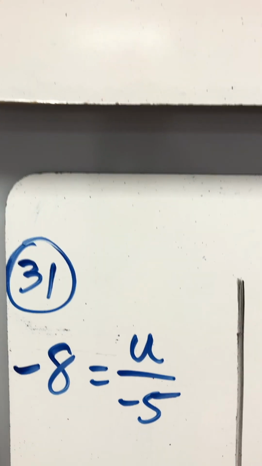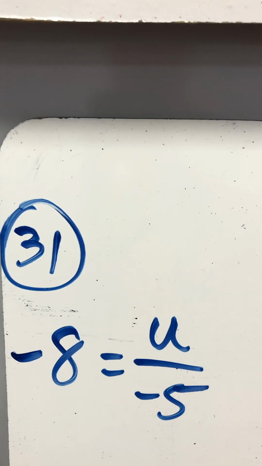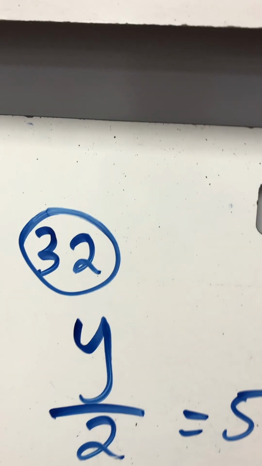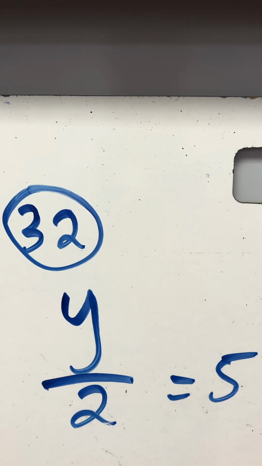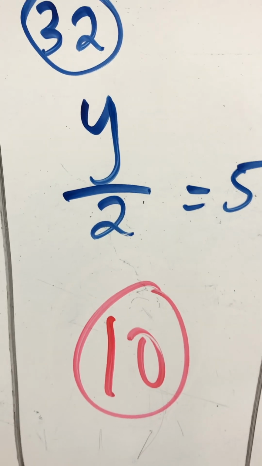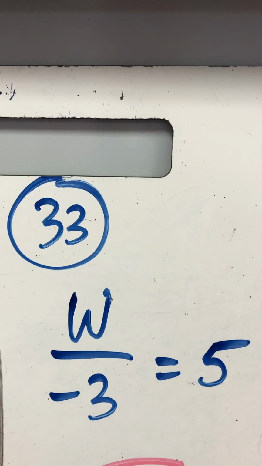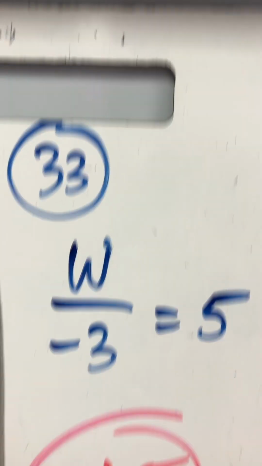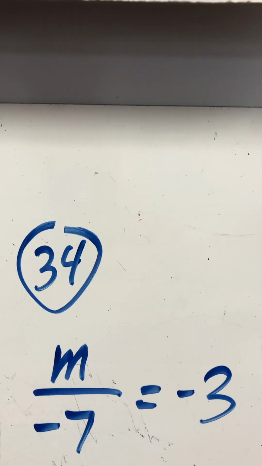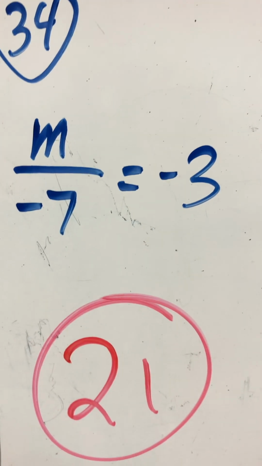How do you get rid of divided by negative 5? You times negative 5. Negative 8 times negative 5, 40. How do you get rid of divided by 2? Times 2. What's 5 times 2? 10. How do you get rid of divided by negative 3? Times negative 3. What's 5 times negative 3? Negative 15. How do you get rid of divided by negative 7? Times negative 7. What's negative 3 times negative 7? Positive 21.